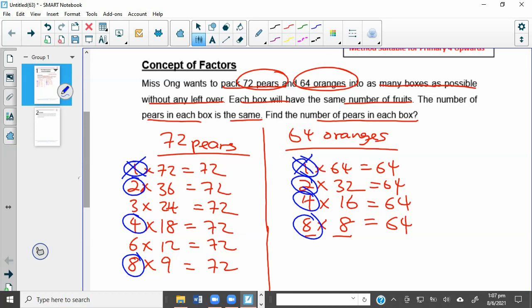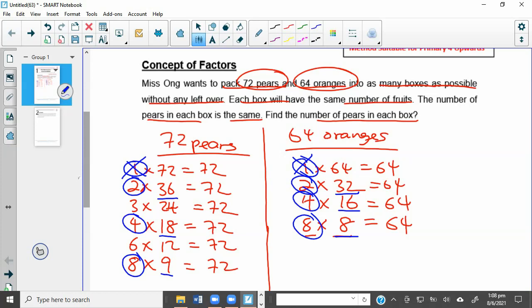If she has 2 boxes, then there must be 36 pears in each box, and there must be 32 oranges in each box. Maybe she has 4 boxes. Then there must be what? 18 pears in every box, and 16 oranges in every box. So maybe she has 8 boxes, and then there must be 9 pears in each box, and 8 oranges in each box. So each box will have an equal number of pears and an equal number of oranges, right?